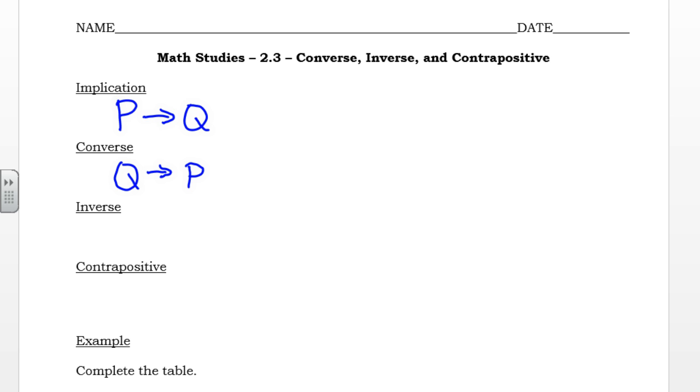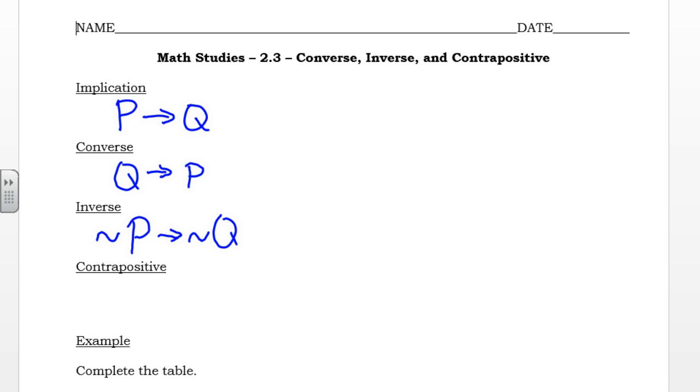The inverse is taking your original implication, if P, then Q, and writing an if-then statement. It's still an if-then statement, but you add nots on both the first part and the second part. So I'm going to use the squiggly nots. If not P, then not Q. If I did not go to the mall, then I did not buy a shirt.